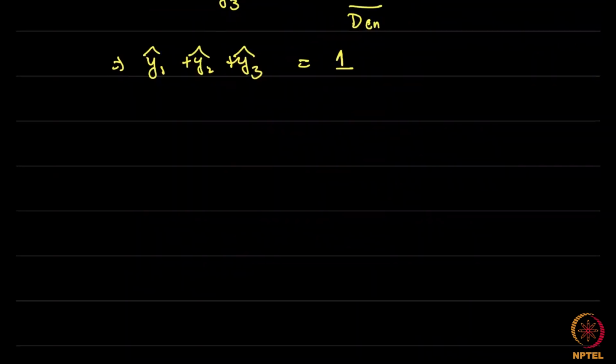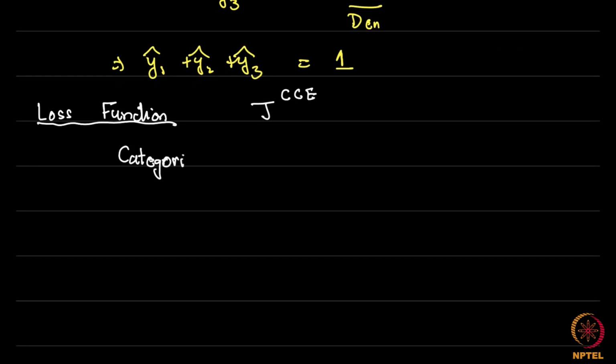The third part is the question of the loss function. Now, what is the loss function here? Now, I'll write the loss function, but it should also satisfy the same property that we wanted for our binary cross-entropy loss function. So I'm going to call this JCCE, standing for categorical cross-entropy loss function.